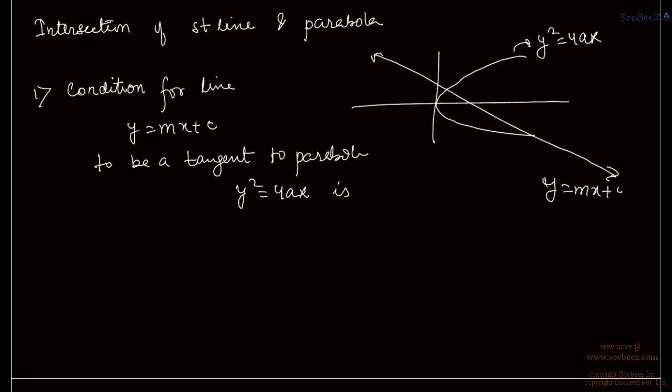if this line is tangent to this parabola, then the point of intersection we get is a single point. So substituting the value of y here, we will get a quadratic equation, and the roots of the quadratic equation must be real and equal. So the discriminant of that quadratic equation is 0. From there we get the condition c is equal to a upon m.